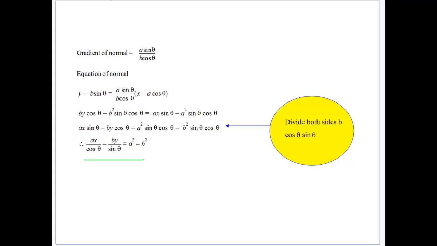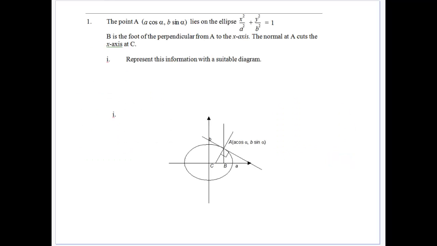We'll get the gradients and then the equations of the tangents and normals in both Cartesian and parametric forms. So looking at some questions here. If we put this information from what we've got here, A is the point (a cos alpha, b sin alpha). So there's the point A. And it lies on the ellipse. B is the foot of the perpendicular from A. So it comes down and forms a perpendicular. And the normal at A cuts the x-axis at C. So we've got a tangent, we've got a normal. So there's what our diagram looks like.